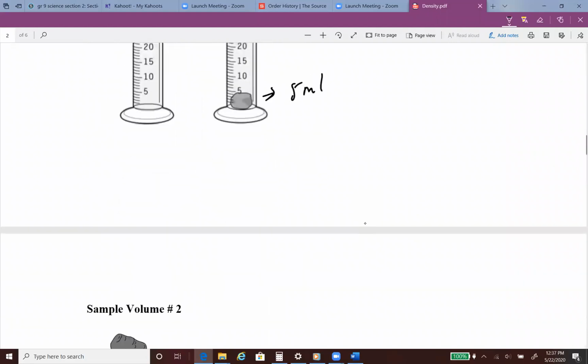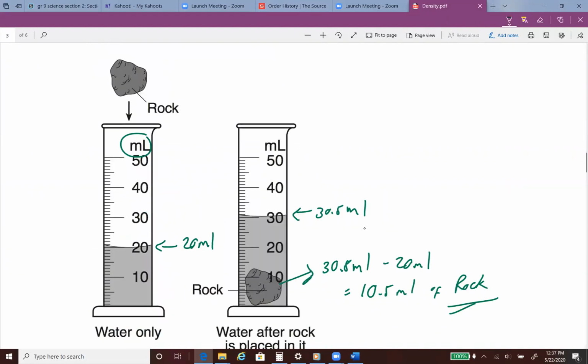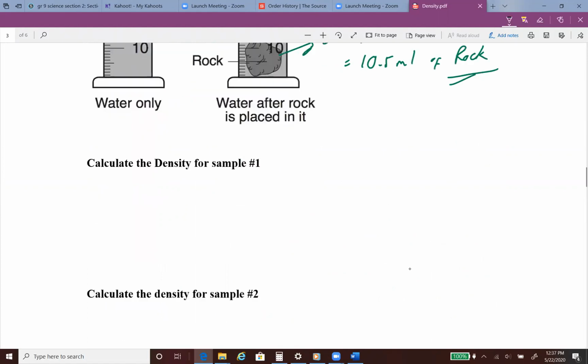Very, very easy concept. Here's another one. This is the one we talked about last time. The original volume is 20 milliliters without the rock. Then it's about 30 and a half. So we could say the difference, 10 and a half, is the volume of the rock. Okay.